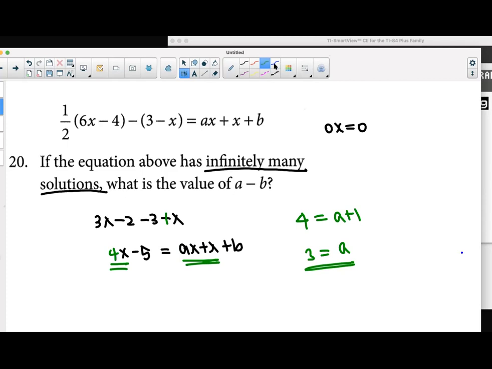All right, now let's look at b. b has to be what? -5. That's the only number. Then 3 minus -5. That's what I'm looking at. So we get 8 as the answer. Done. That's my answer. That's one way of doing it.